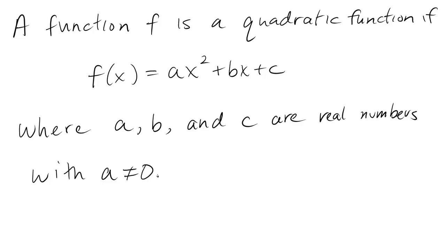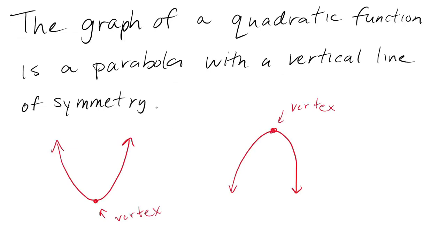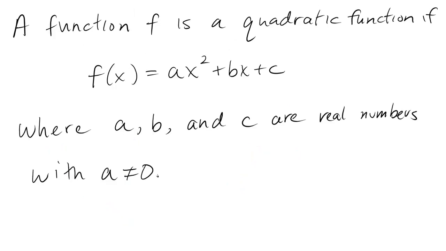As you probably know, the graph of a quadratic function is a parabola, and in particular, it's a parabola with a vertical line of symmetry. So a quadratic function can only open in one of two ways. It can either open upward with its vertex at the bottom, or it can open downward with its vertex at the top.